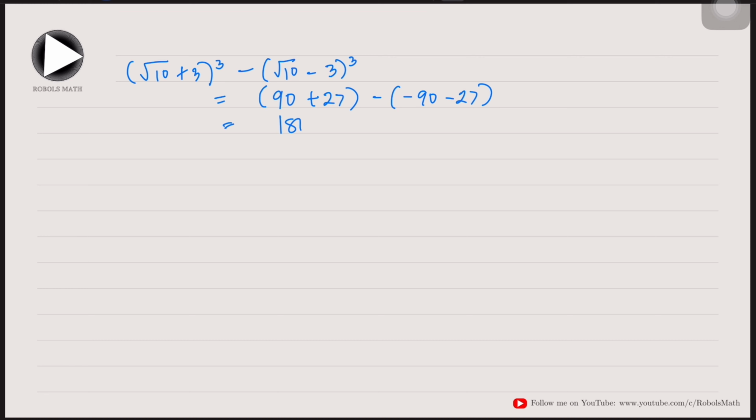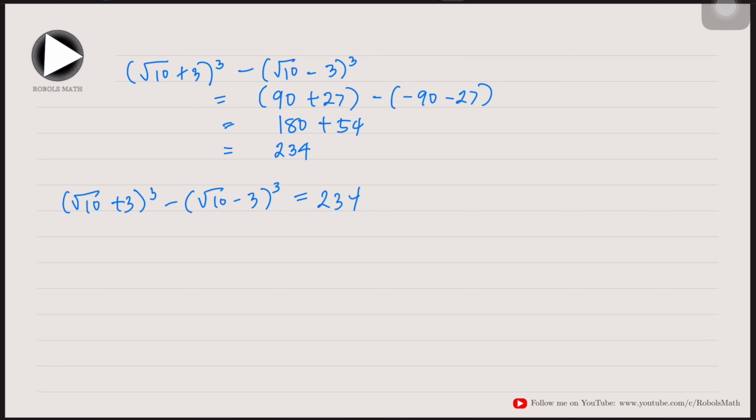So we subtract square root of 10 plus 3 quantity cube and square root of 10 minus 3 quantity cube to get 90 plus 27 minus negative 90 minus 27, which is 180 plus 54, which simplifies to 234. Therefore, we have here square root of 10 plus 3 cube minus square root of 10 minus 3 cube is equal to 234.